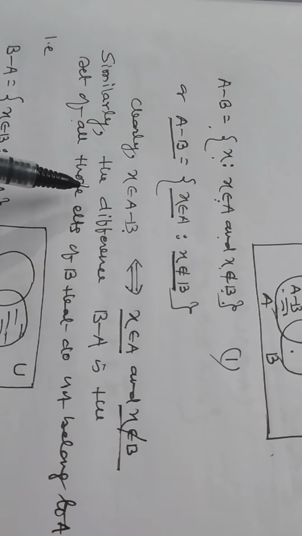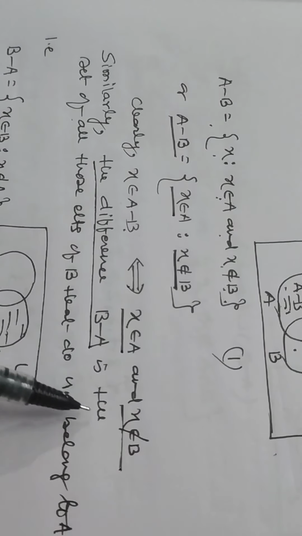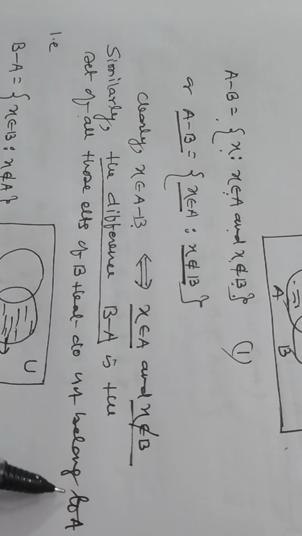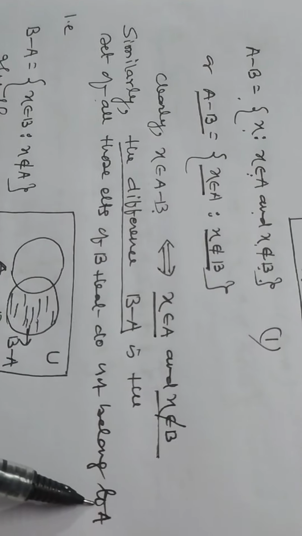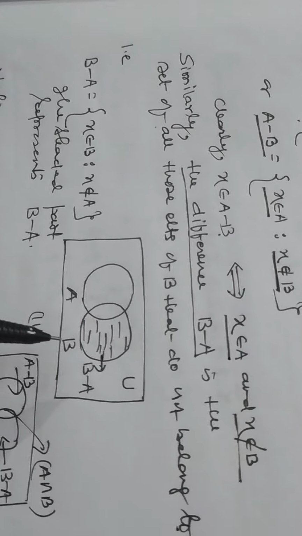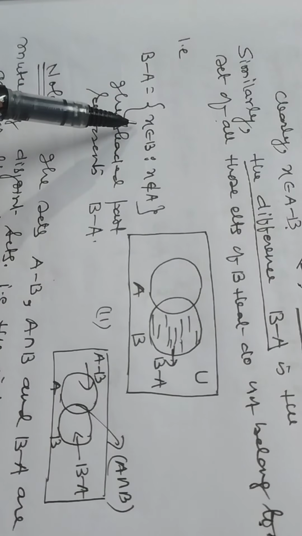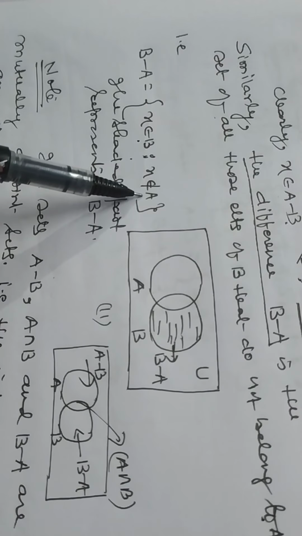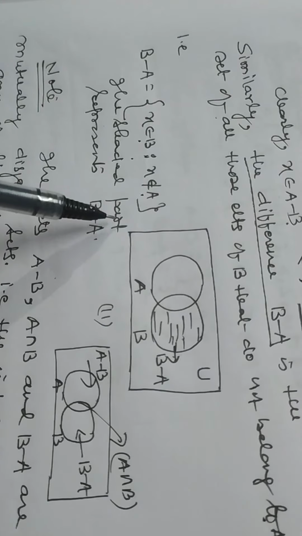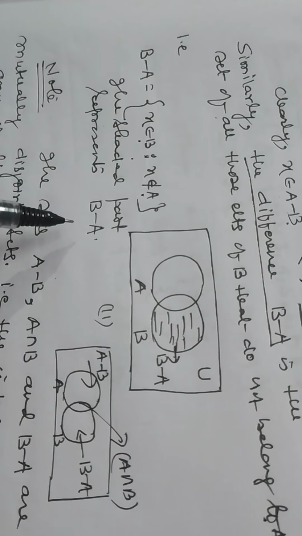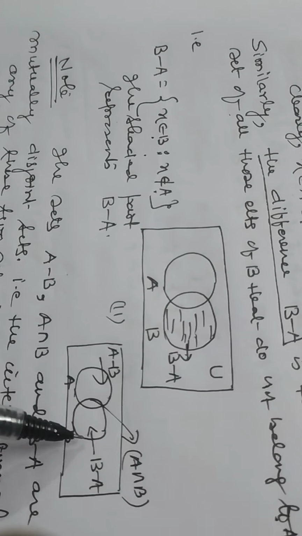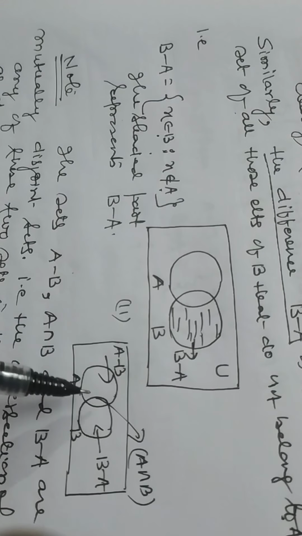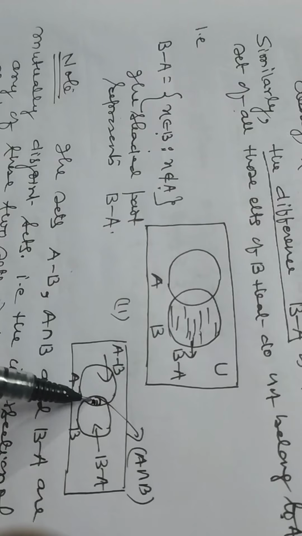Similarly, the difference B minus A is the set of all those elements of B that do not belong to A. This is the picture of B minus A. And in this way we will write X belongs to B such that X does not belong to A. The shaded part represents B minus A and this shaded part represents A intersection B. This is A intersection B.